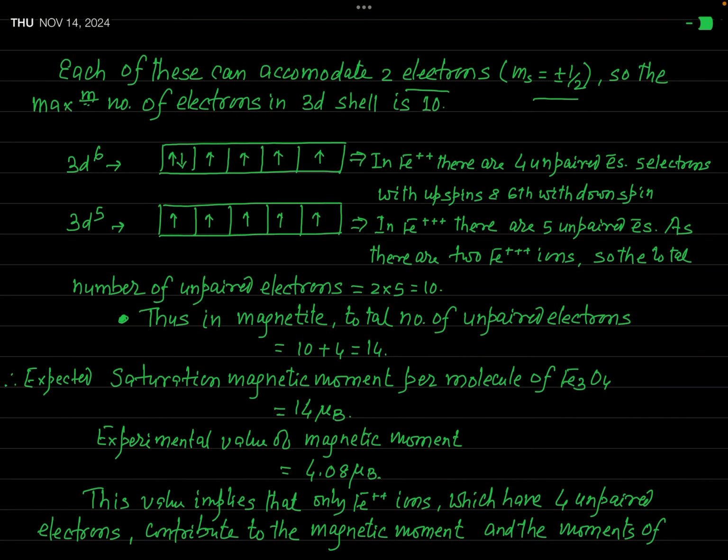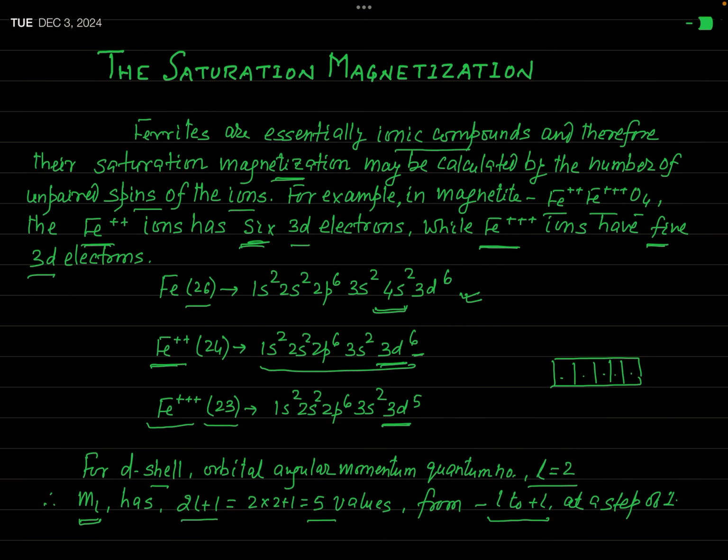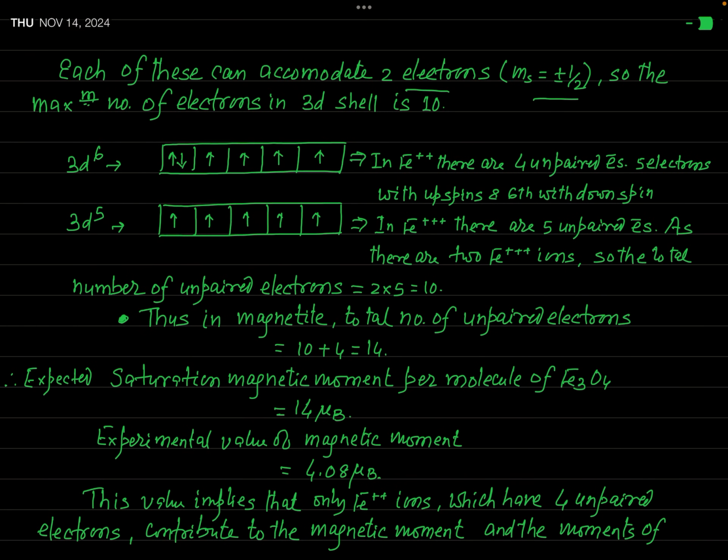Since mₗ has 5 values and for each value of mₗ there will be 2 electrons of opposite spins, the total number of electrons which the 3d subshell can contain is equal to 10. So this is the maximum number, 10. Now let us see. When you talk about the ferrous ion, Fe²⁺, you have seen that this ferrous ion has 6 3d electrons.